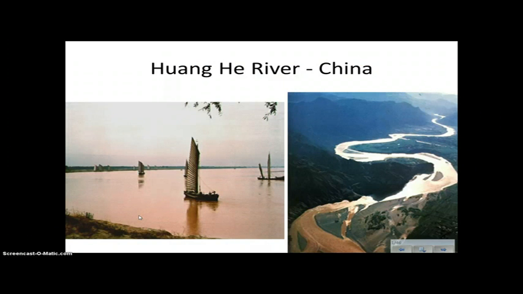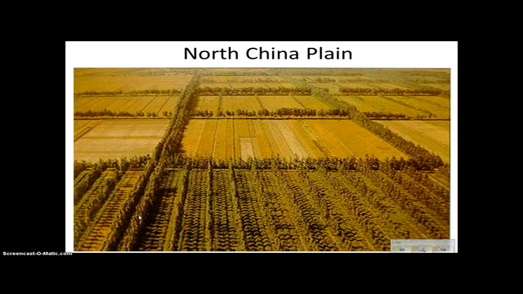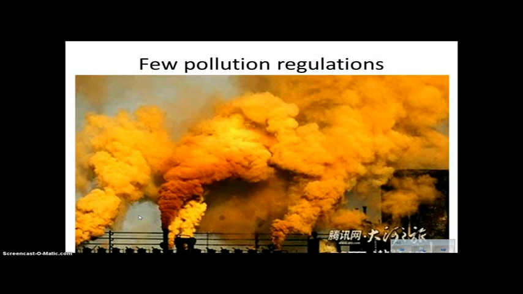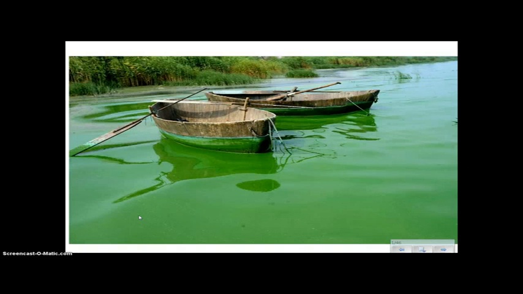Now, it was called the Huanghe River, which means yellow river, because of the yellow loess soil that was in it. It flows through the North China Plain as well, and you can kind of see that it has a yellowish tint to it. There are very few pollution regulations, which have led to the pollution of the rivers.